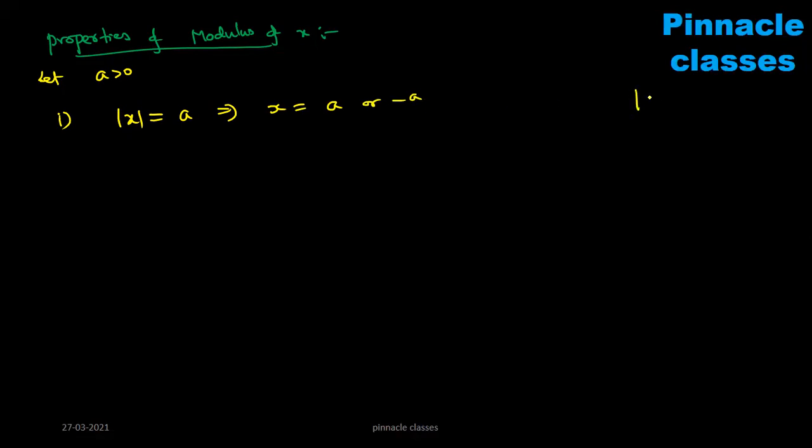Just now I'm giving an example. Modulus of minus 5, modulus of plus 5. That is the meaning. x can be plus or minus a. So for example, modulus of x is equal to 6. x can be either positive or negative 6. That's the meaning.